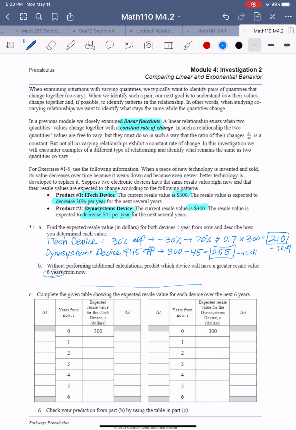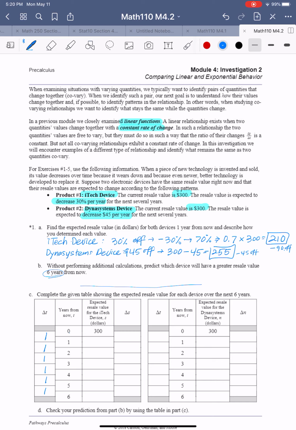Delta T means the change in time, which is a year, and delta S is the change in sale price. We start at 0 years. From 0 to 1 is 1 year, from 1 to 2 is another 1 year, 2 to 3 another year, 3 to 4 another year, 4 to 5 another year, and 5 to 6 is another year. So we'll see how much it will be in 6 years.